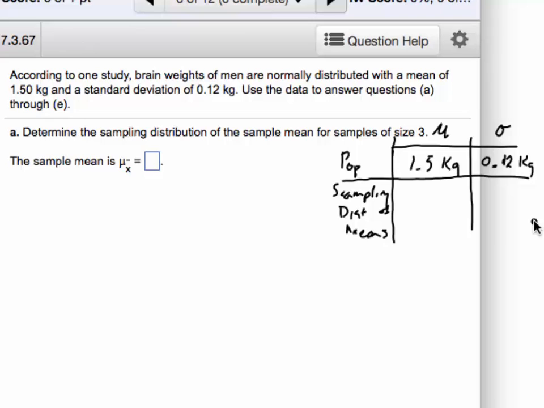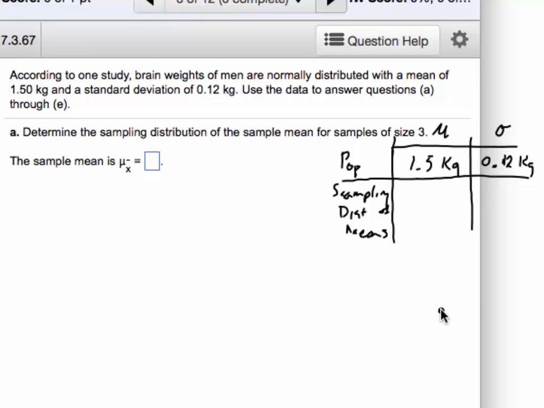So what's your sense of this? Is there a wide variety of brain weights for men, or is it pretty narrow? Plus or minus 0.12 kilograms accounts for 2/3, 68% of all brain weights. Remember that? So you go out one standard deviation, you go up to 1.62 and down to 1.38. So from 1.38 to 1.62 is 2/3 of all males have that brain weight. Okay. All right.